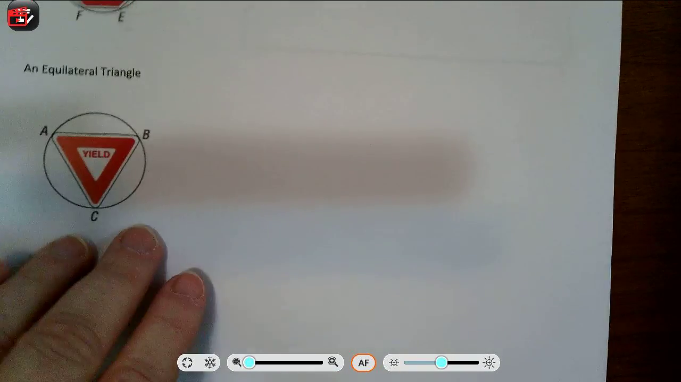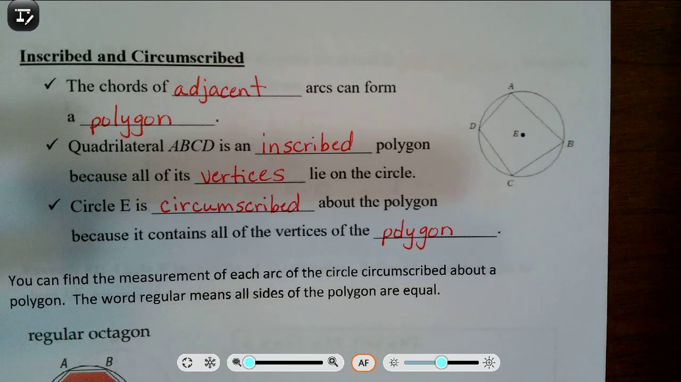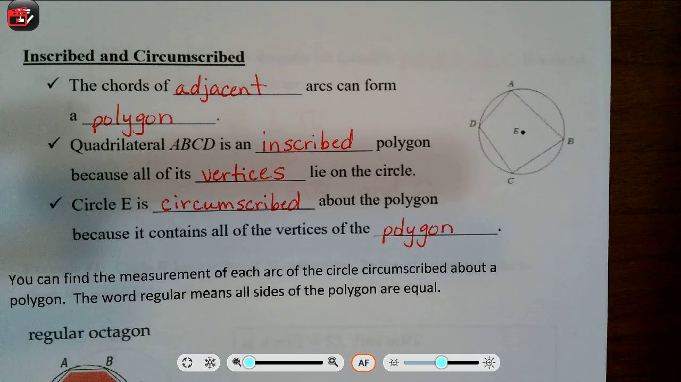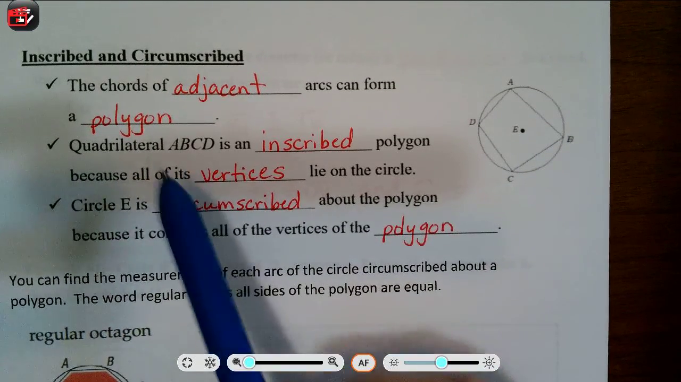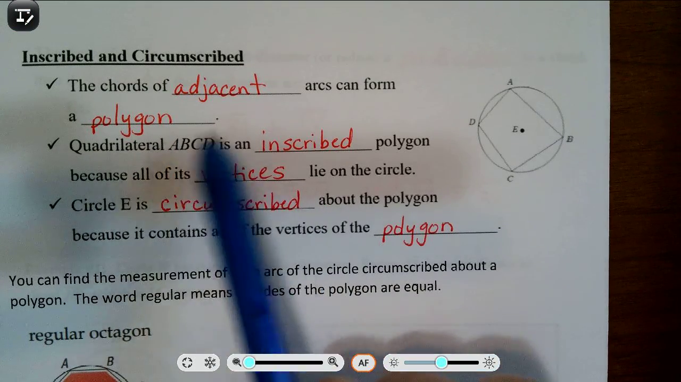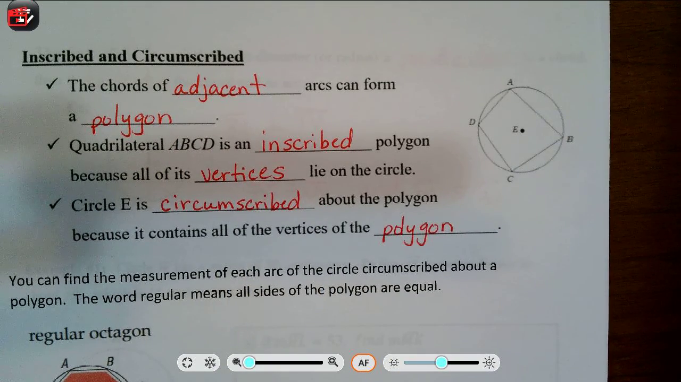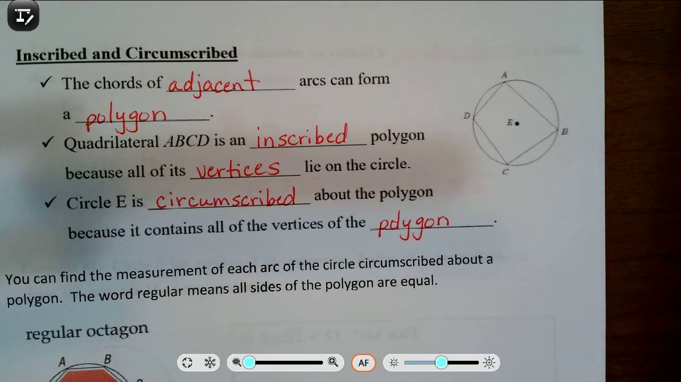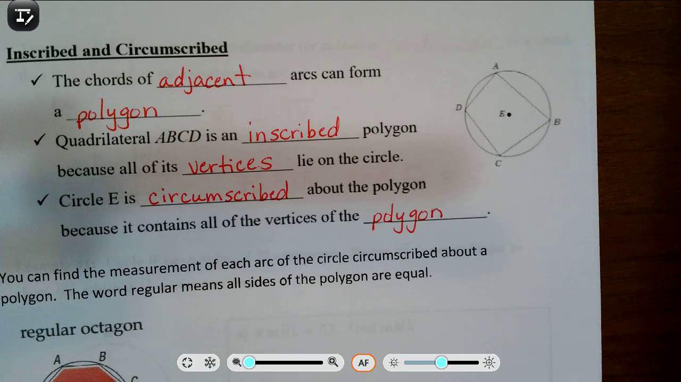All right, let's take a look at the next thing, talking about inscribed and circumscribed. The chords of adjacent arcs can form a polygon. Quadrilateral ABC is an inscribed polygon because all of its vertices lie on the circle. And circle E is circumscribed about the polygon because it contains all the vertices of the polygon.